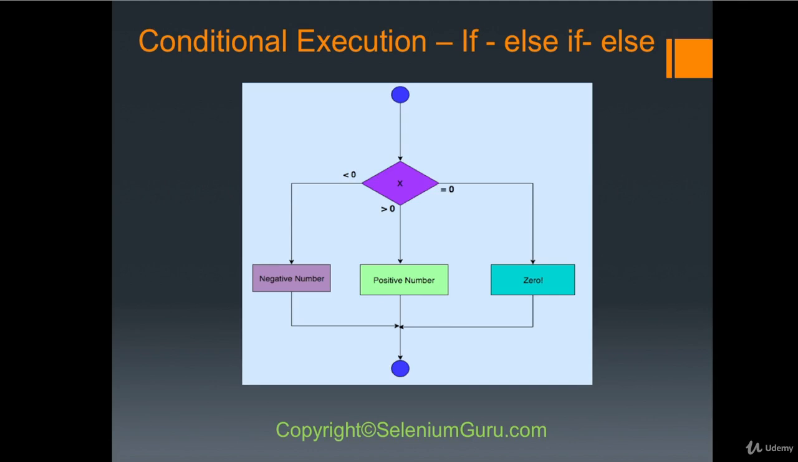In this if and else conditional execution, if x equals 0, I want to print out 0. If x is greater than 0, I want to print out positive number. If x is less than 0, I want to print out negative number. So how are you going to write this in your Java code?